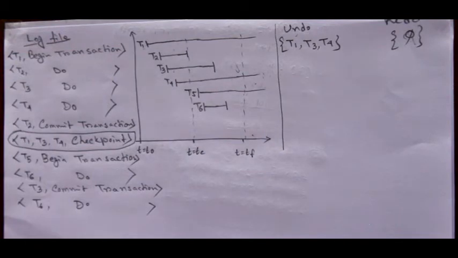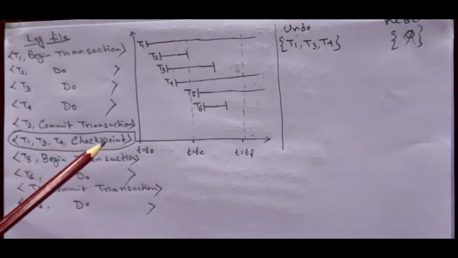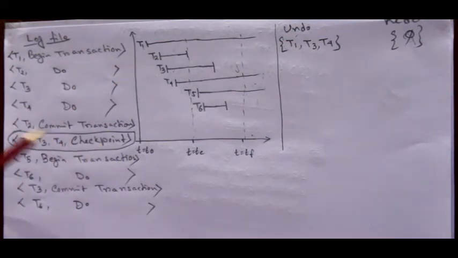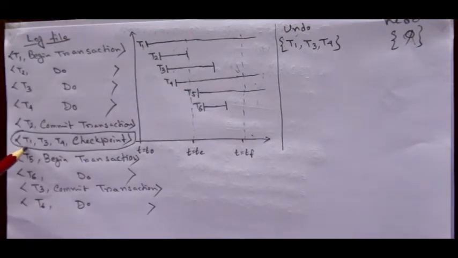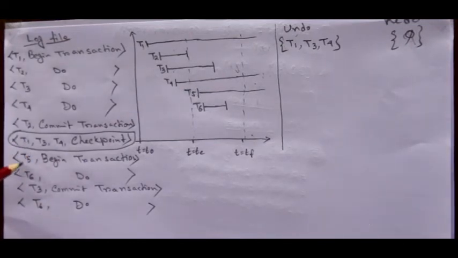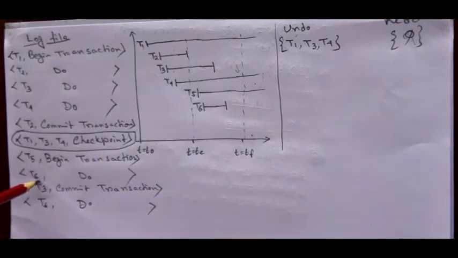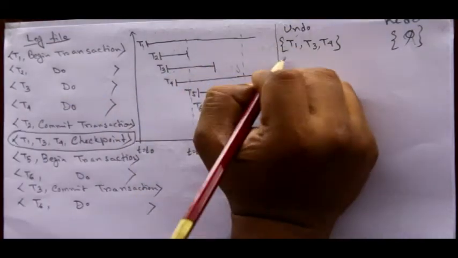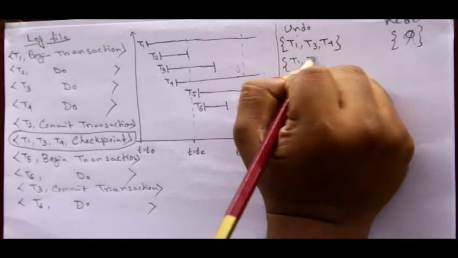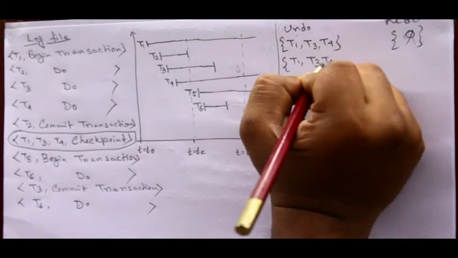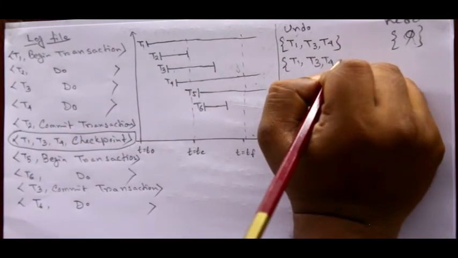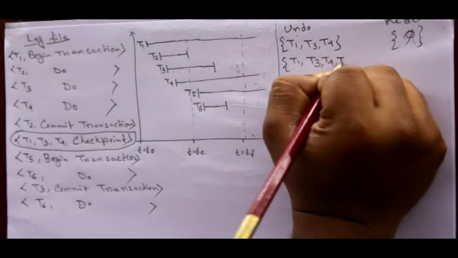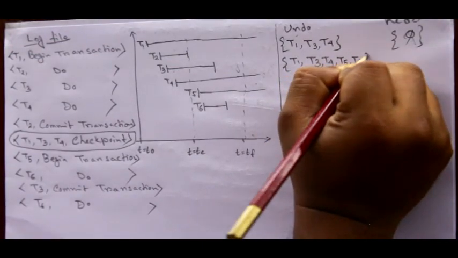Next, from the last checkpoint, scan the log file downwards and find the begin transactions and add them to the undo set. So you can scan from the last checkpoint downwards and you will find transactions T5 and T6 which begin after the checkpoint. So add them to the undo set. T1, T3, T4 were previously there, and add T5 and T6 to the undo set.